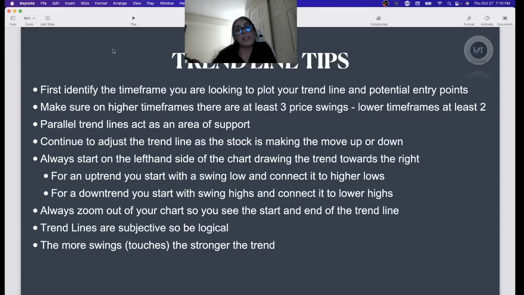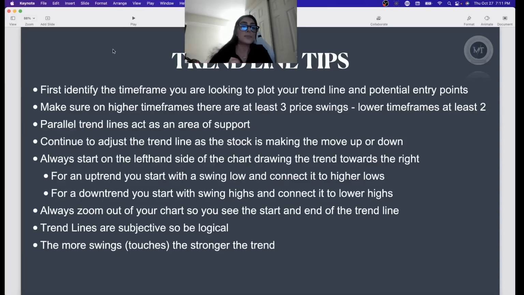Parallel trend lines act as an area of support, so you can have 2 trend lines, and I'll show you examples of this as well. So you can have 2 trend lines right next to each other. The first one actually is the initial trend line that you plot, and then sometimes what the stock can do is it can break that initial trend line and then create a second trend line right underneath. This just becomes a kind of zone for the stock. So it's not necessarily a breakout of the trend line. The stock breaks out slightly, is not able to reverse the trend, creates a second trend, and then that becomes a kind of zone of support or zone of resistance for the stock, depending on if it's an uptrend or a downtrend.